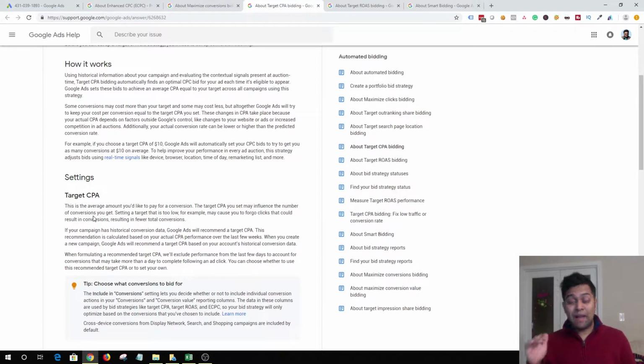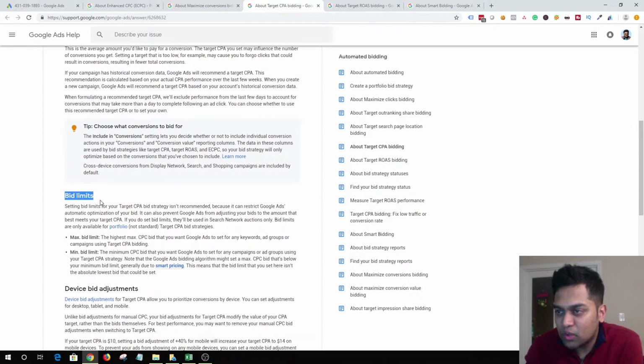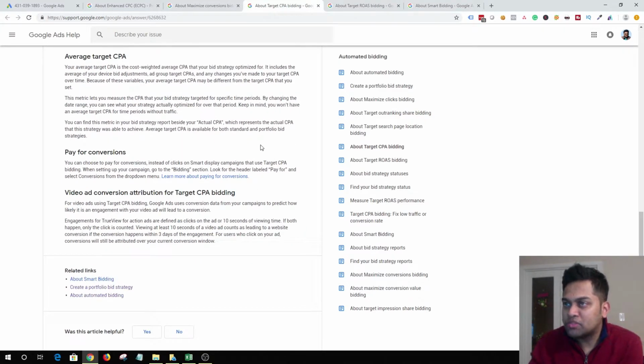Now, there is a way to set a maximum bid cap. You can set the maximum cost per click in your target CPA bidding strategy, but that will restrict Google from finding new opportunities. So what I would recommend is to run two separate campaigns. In the first, you just set target CPA and let Google do the magic of increasing and decreasing the bid. In the second, you still set the target CPA, but you set a maximum CPC as well. These are bid limits: you can set a maximum bid limit and a minimum bid limit. All right, so that's your third type of smart bidding strategy.